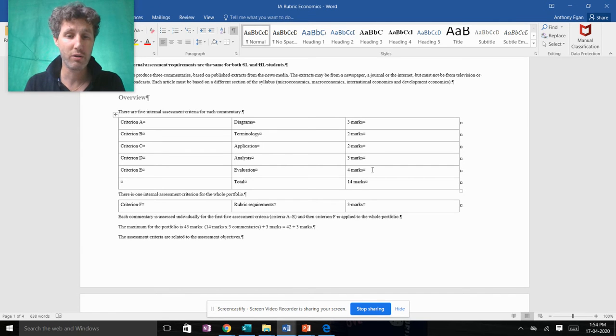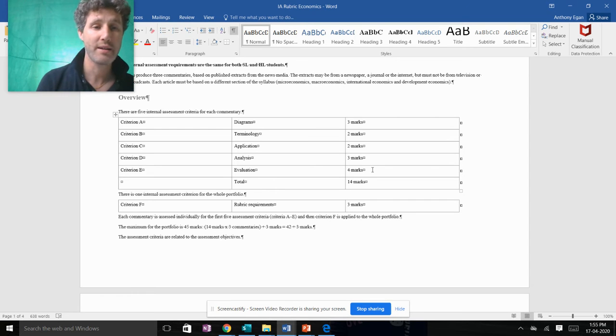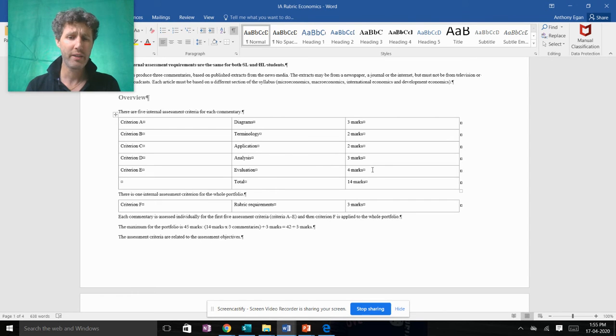One good way to do it is to maybe use a quote, put it in italics and parentheses, and then quote the article and then analyze the quote. That's quite a good way to do it.